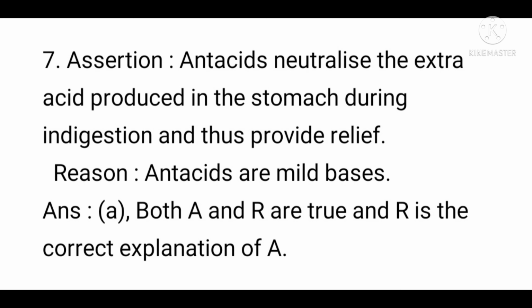Question number 7. Assertion: antacids neutralize the extra acid produced in the stomach during indigestion and thus provide relief. Reason: antacids are mild bases. These two statements are true. Antacids are mild bases and they neutralize the extra acid produced in the stomach during indigestion. So here the answer is option A. Both A and R are true and R is the correct explanation of A.